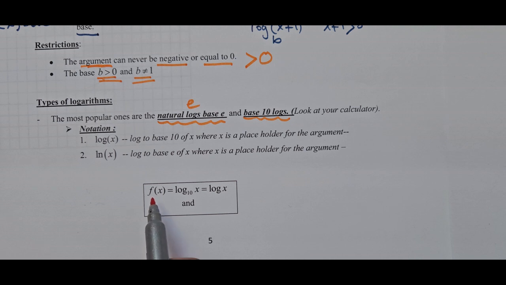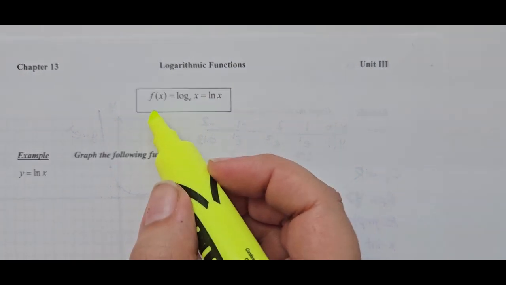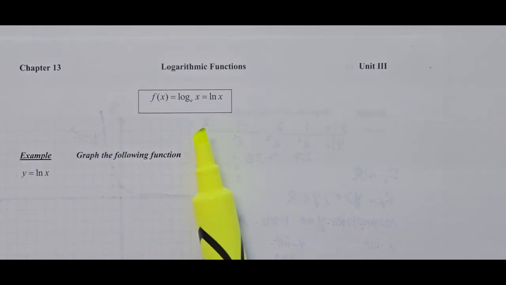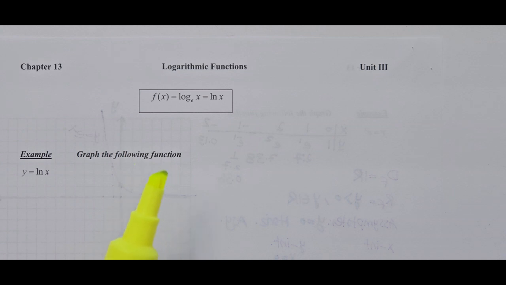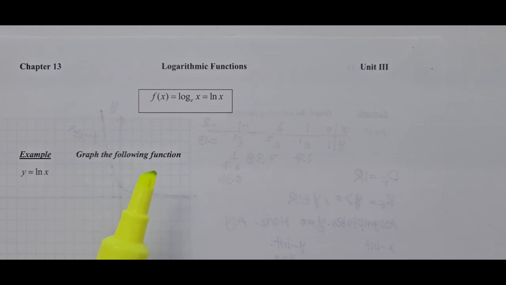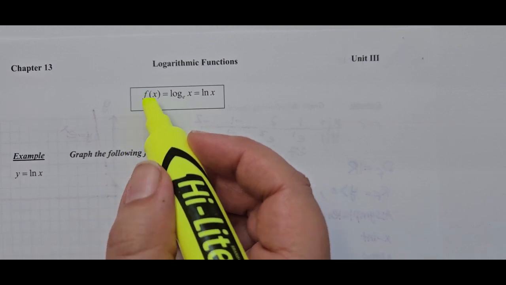f of x, that means a function in terms of x, is equal to log of x to the base 10. As I just mentioned, when it's base 10, we usually do not write it down. So it would be log of x. The other formula, which is super important, is f of x, a function in terms of x, is equal to log, but this time the base is the letter e, the exponential. Then it would be called ln of x.